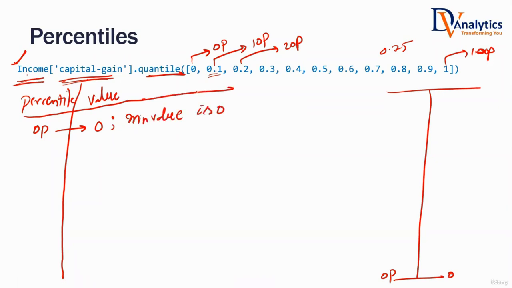Are there any negative values in capital gain? No, sir. Why are you so sure? How can you be so sure? If there had been any negative values, then the 0 percentile would have been that value, isn't it? Some negative value.